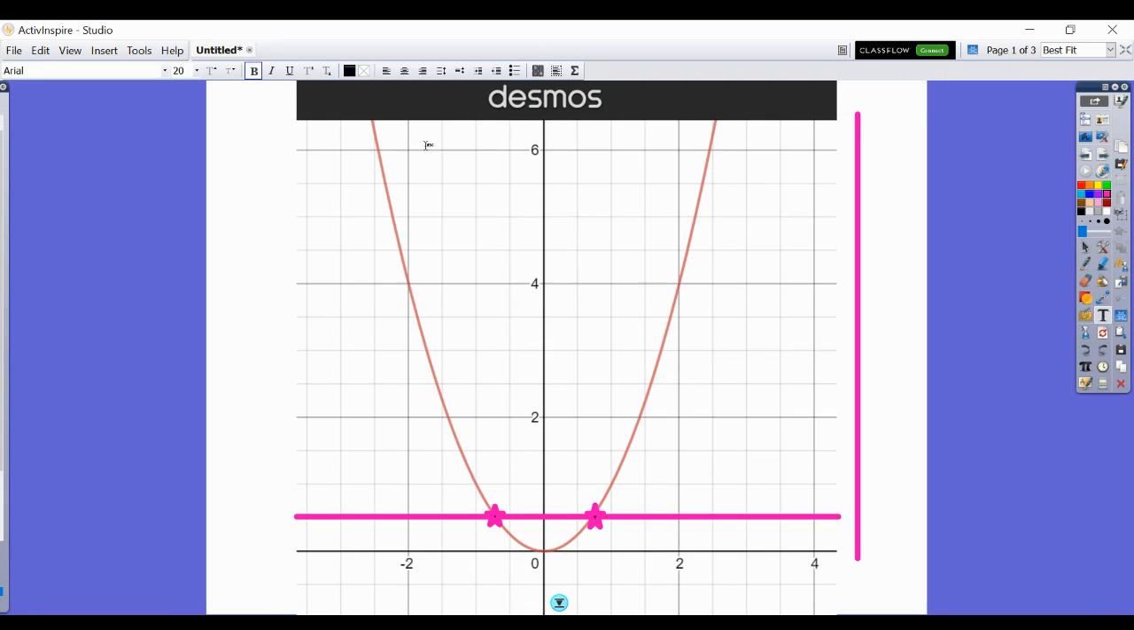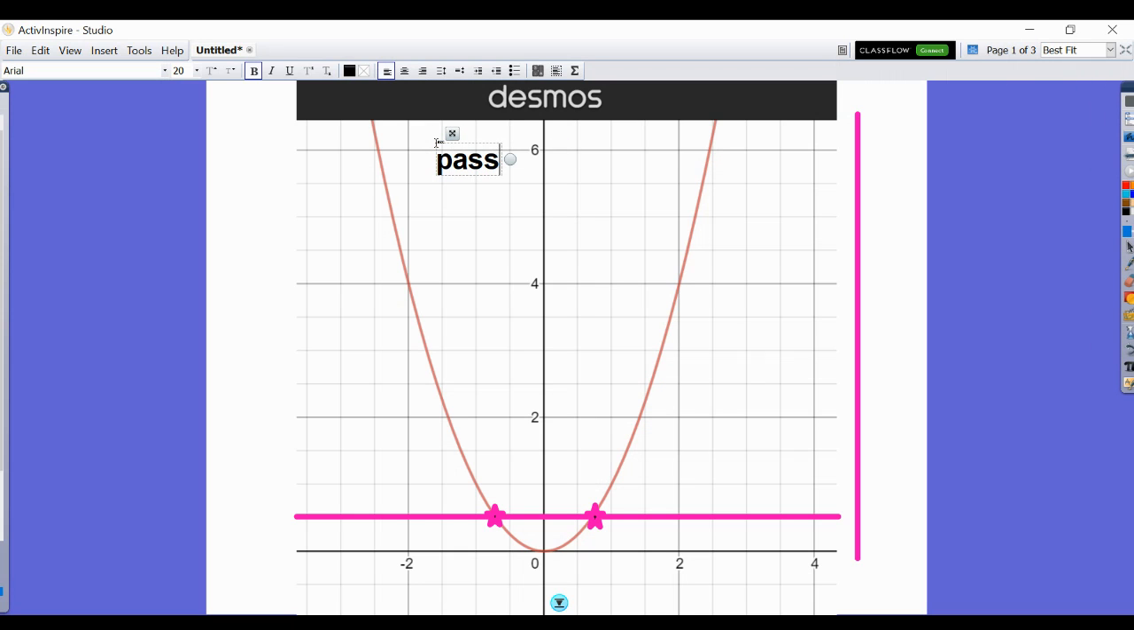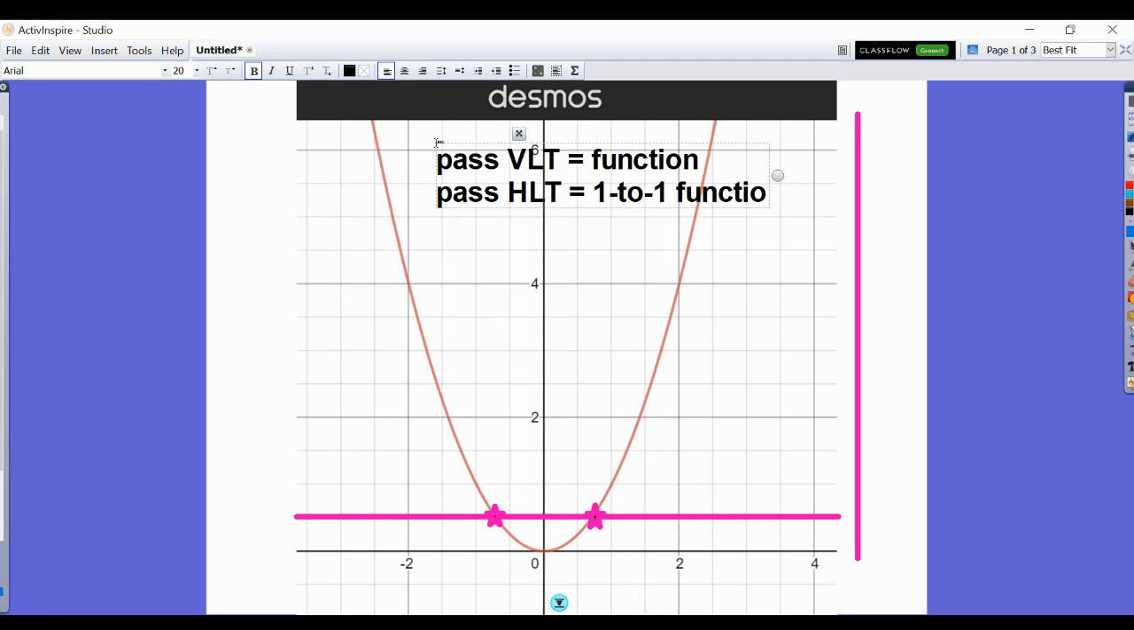So let's just recap, in quick words: if it passes the VLT, that means it is a function. If it passes the HLT, that means not only is it a function, but it is a one-to-one function. Now, just because something's not one-to-one doesn't mean it's not a function. You're checking for two different things.